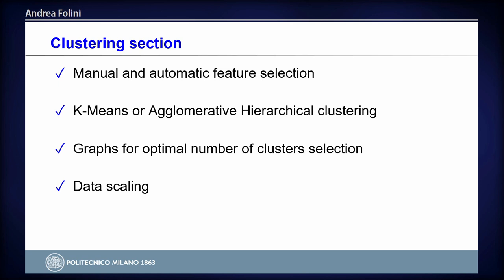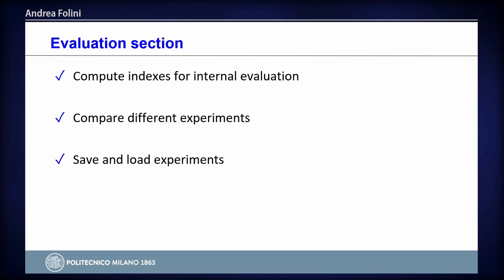And the experiment is also added to the last section, which is the evaluation one, which contains two indexes for internal evaluation, the silhouette score and the Davies-Bouldin index, which are basically just a number and really easy to interpret. In this section, we also have the possibility to compare different experiments on the same dataset. This comparison is done by calculating a score that tells us how close the two clusterings are to each other.